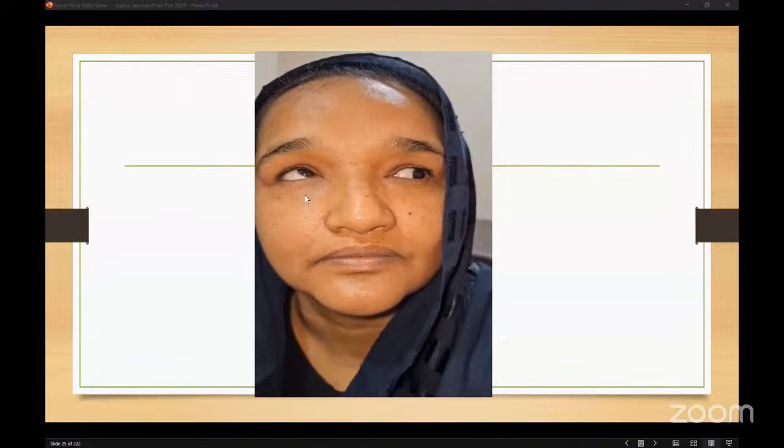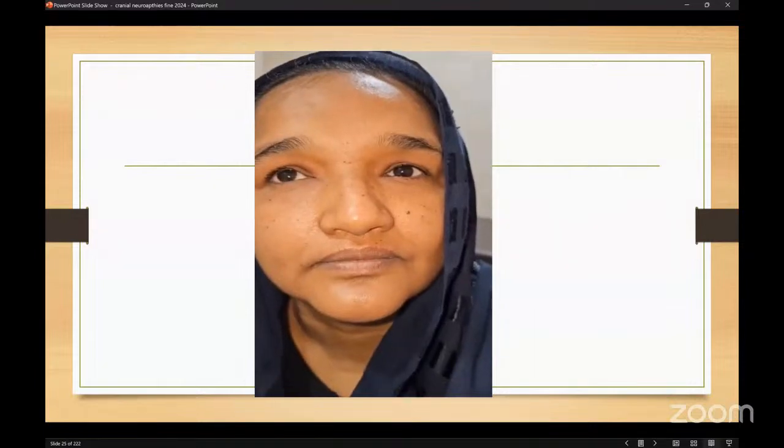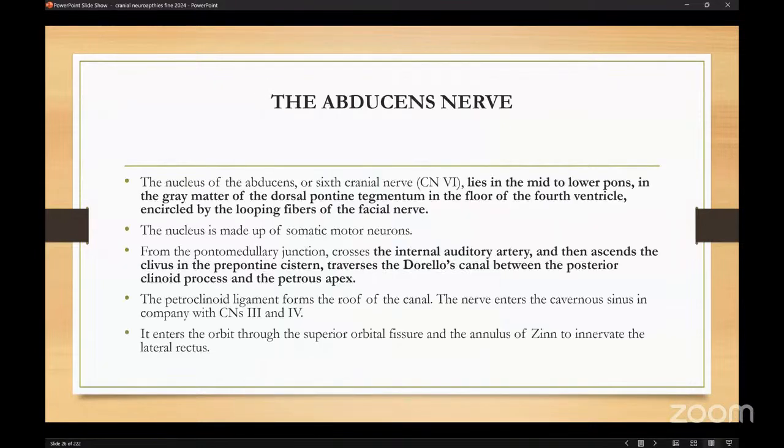Okay. And the head tilt will be on the opposite side. That is a compensatory head tilt. Okay. We'll come to how to differentiate between the fourth cranial nerve palsy and skew deviation. Can anybody answer that? How to differentiate between the fourth cranial nerve and the skew? Somebody can unmute and answer.